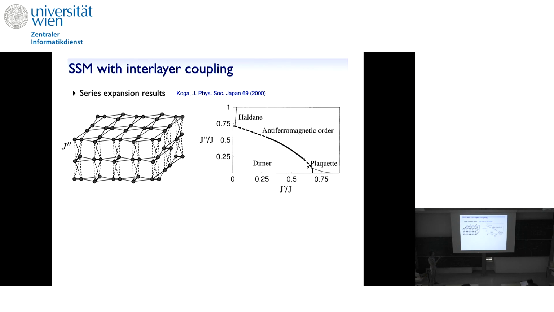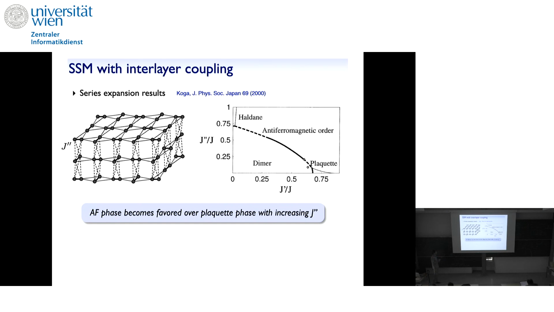So he considered the model with an interlayer coupling, J double prime, and used series expansion to compute this phase diagram. You see here the plaquette phase is down here, and it shrinks very rapidly when you increase J double prime. So the antiferromagnetic phase becomes favored over the plaquette phase with increasing J double prime. The reason is that you can take the antiferromagnetic state and stack it such that the antiferromagnetic order is not frustrated. So if you add an interlayer coupling, this will lower the total energy. This is in contrast to the plaquette phase, where the interlayer coupling has only a small effect.